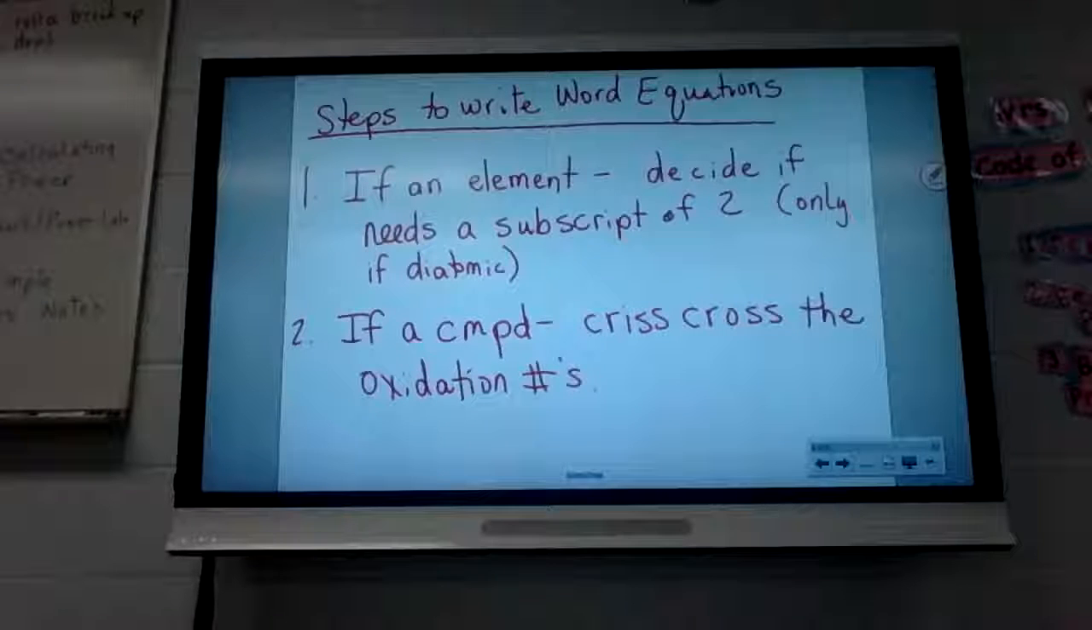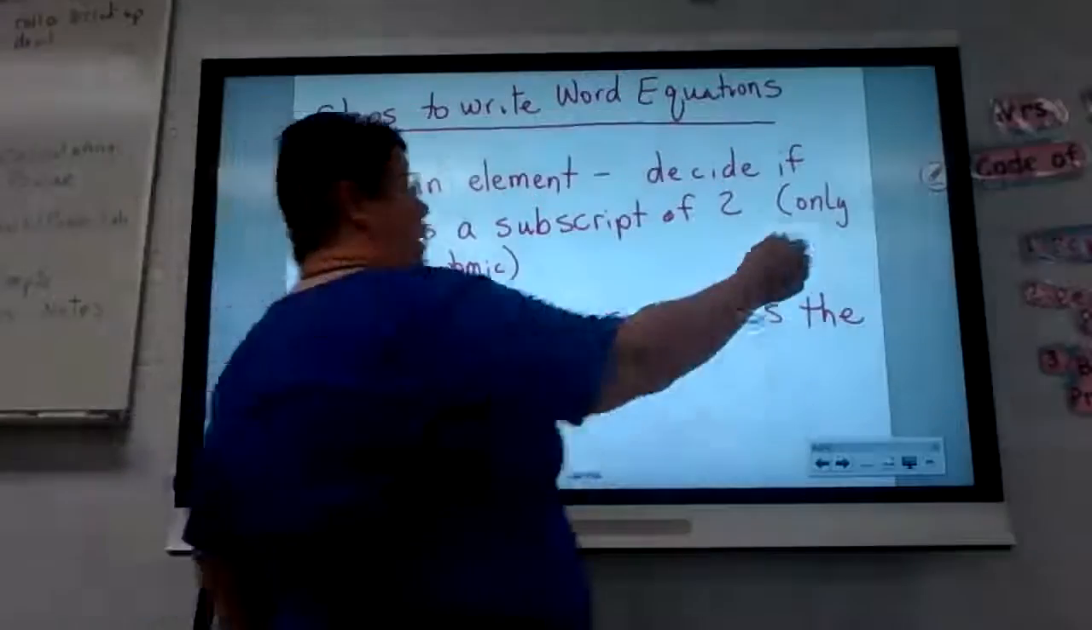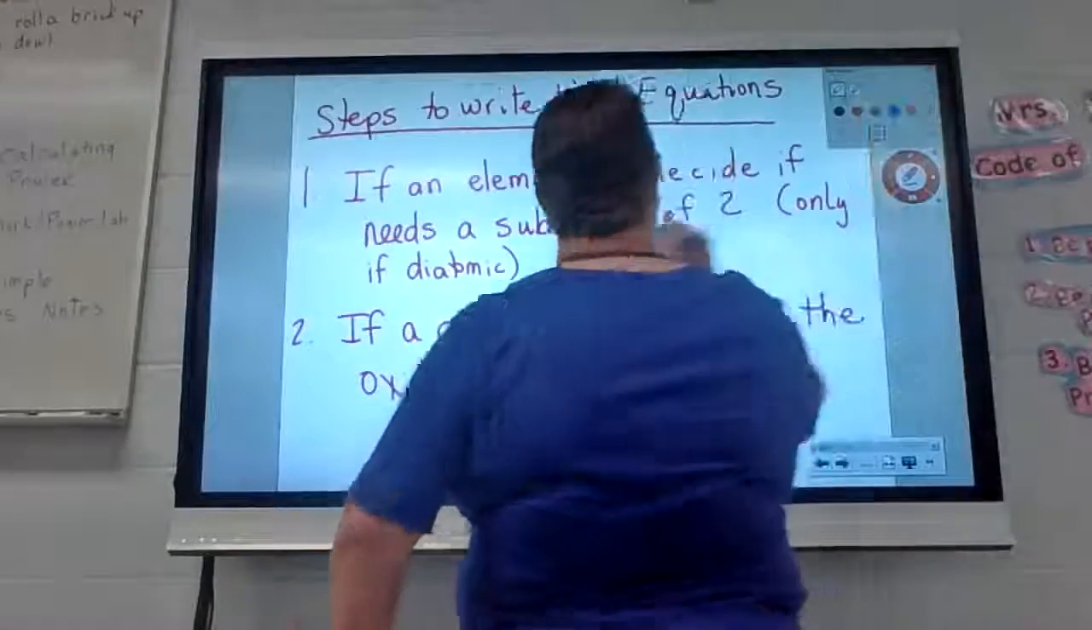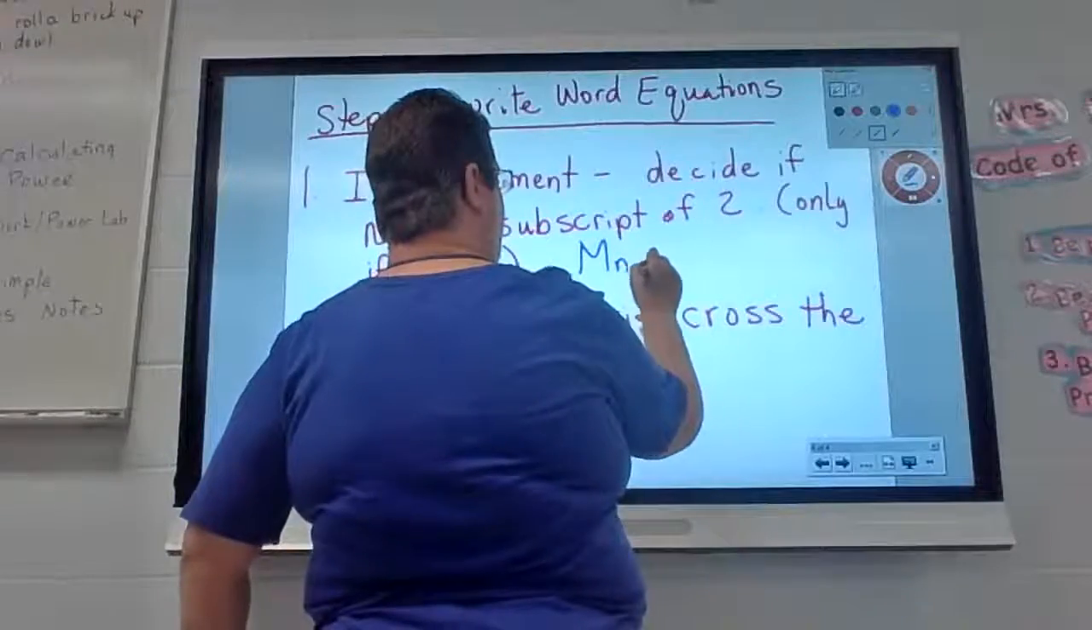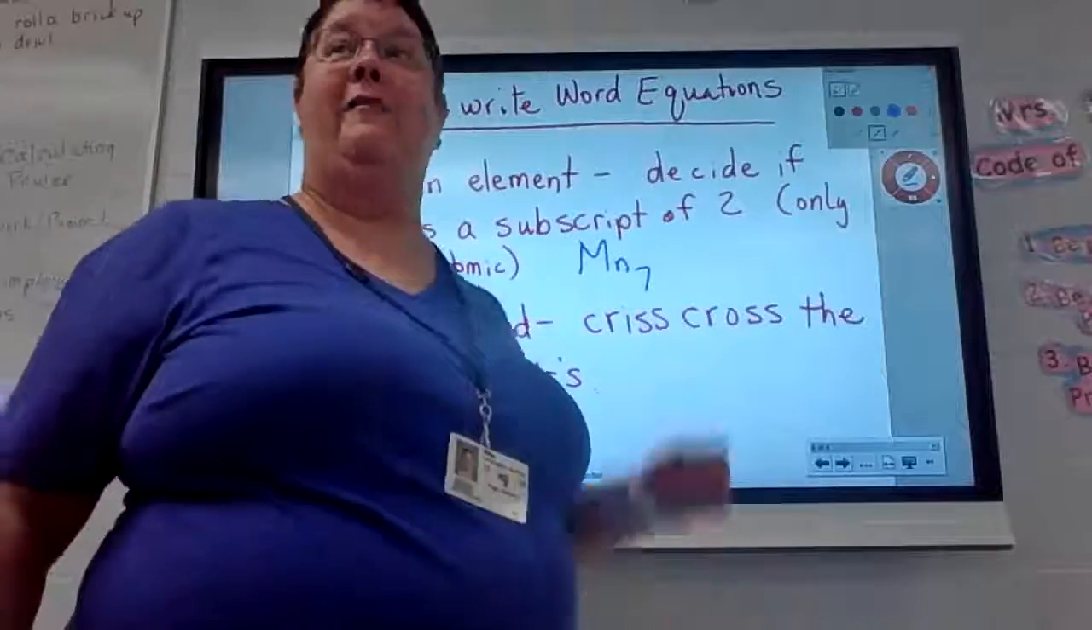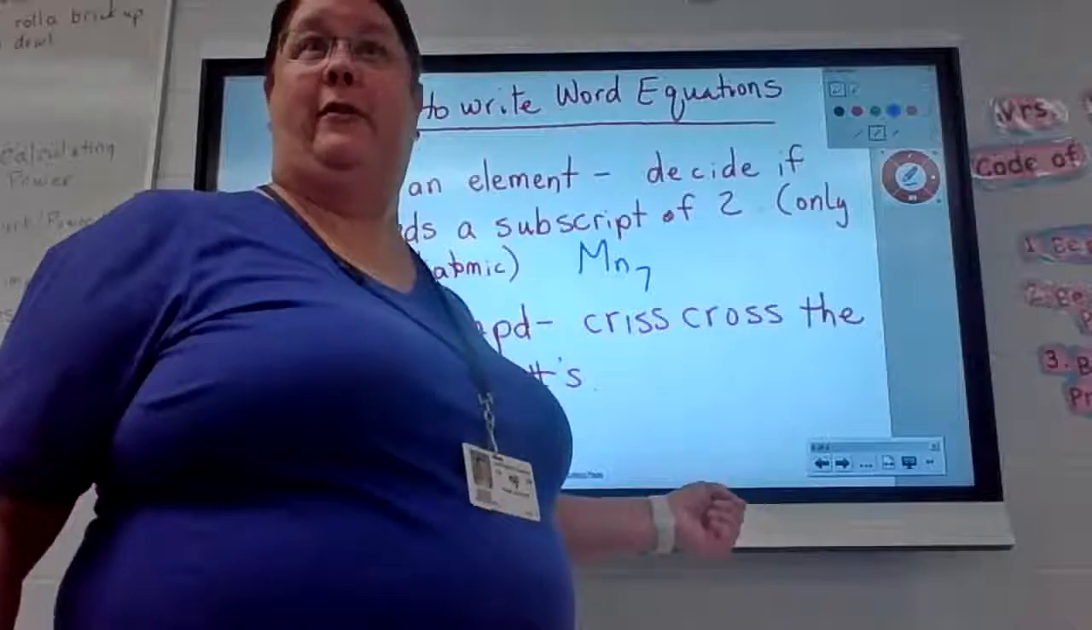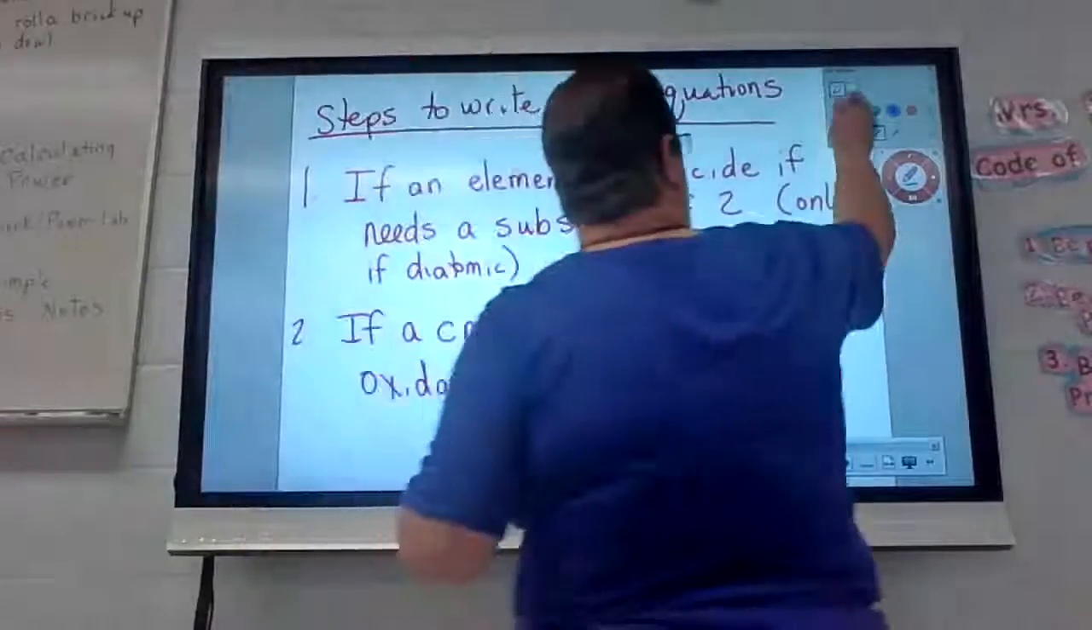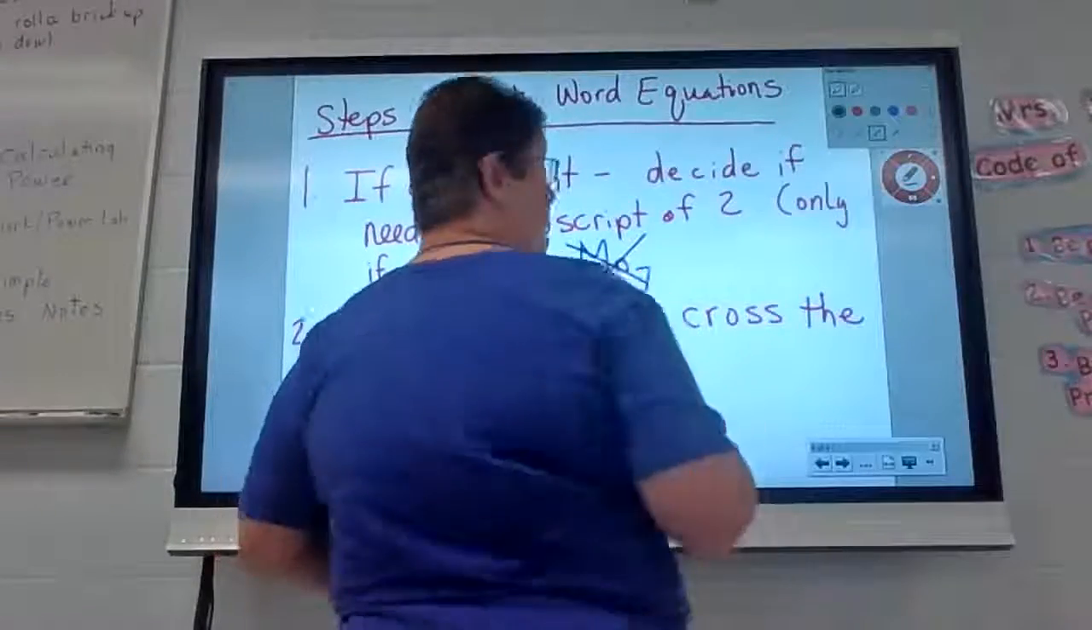I'm asking that because every year I do this and people come back with homework tomorrow and they have subscripts of 7s, subscripts of 5s. They'll write Mn and put a subscript of 7 there. Can you have an element with a subscript of 7? No. This cannot happen.